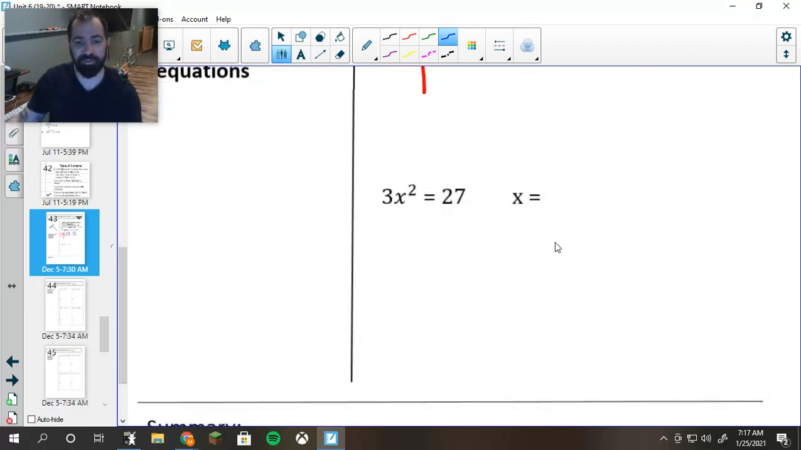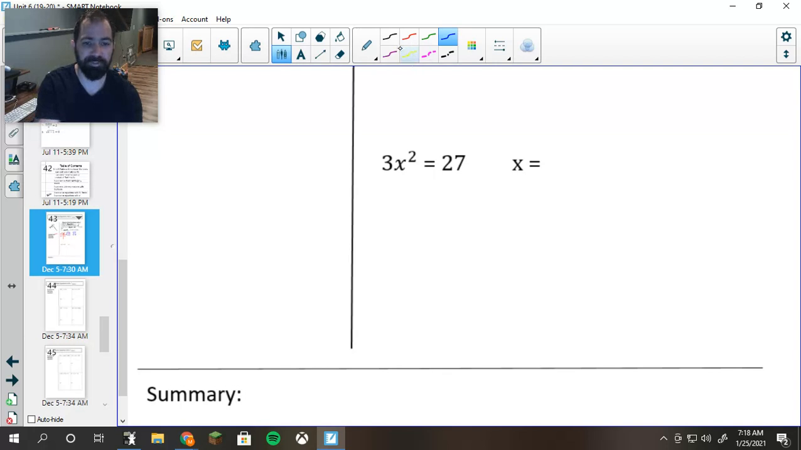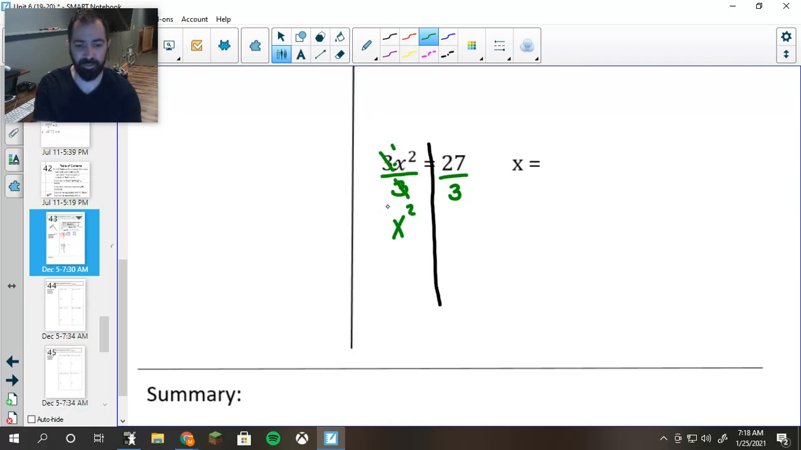Let's try another one. First thing you want to do, draw that line right down the center. And we need to get the x squared by itself. We can't do it just yet because there's a 3 there. That's 3 times x squared. So what we're going to do is divide both sides by 3. 3 divided by 3 is just 1. So we're left with x squared equals 27 divided by 3 is 9.